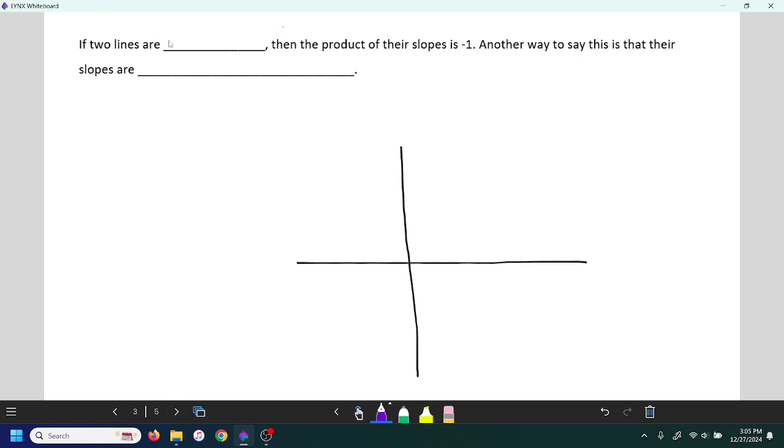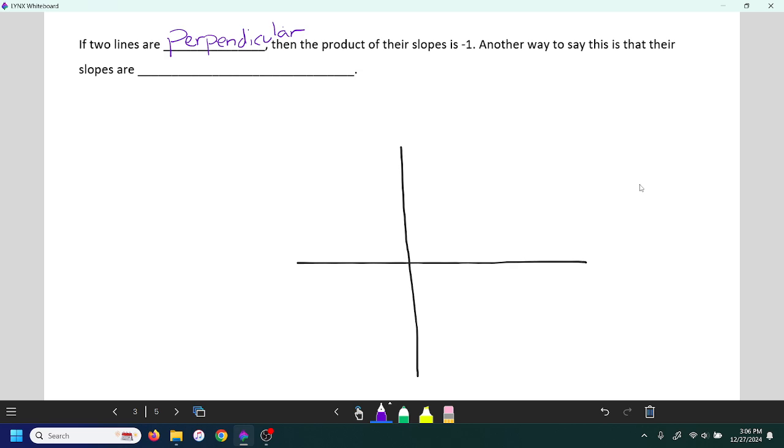Two lines are perpendicular if the product of their slopes is -1. So product meaning if we multiply both slopes of the lines together, we get -1, which already tells us that one of them is positive and one of them is negative. Because if we multiplied two positive slopes together, we'd get a positive number. If we multiplied two negative slopes together, we would get a negative number. So in order for the product of the slopes to be negative, one has to be positive slope and one has to be negative slope.